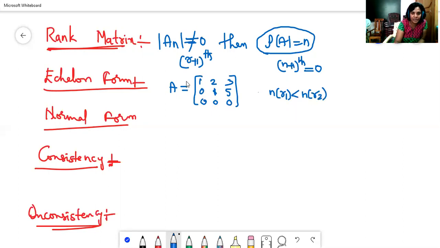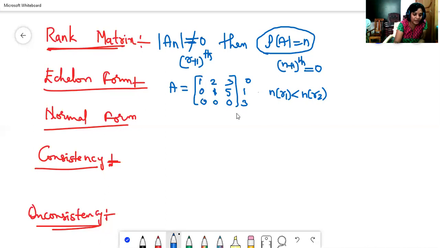See here, in the first row, the number of zeros is 0, no zeros are there. In the second row, before the non-zero element, how many zeros are there? 1. The last row is a zero row, which means three zeros are there. That is the thing. The last condition is very, very important.